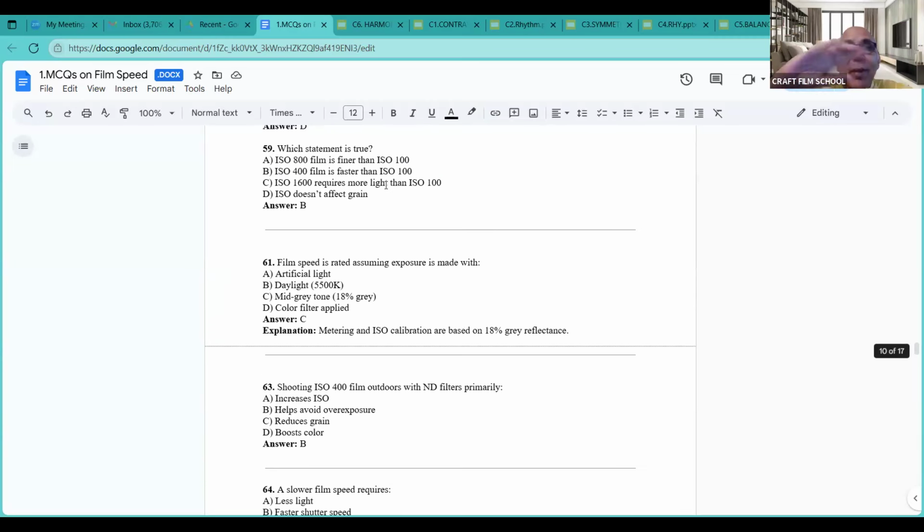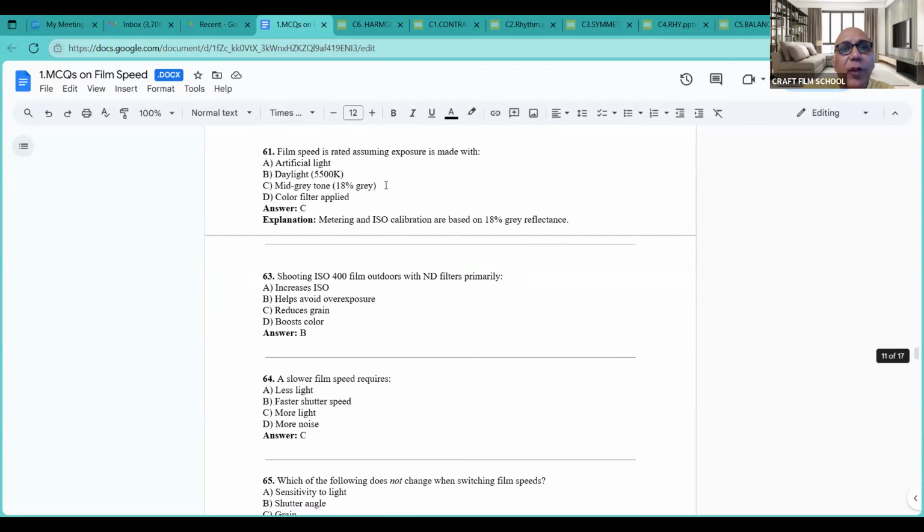Same thing in a different manner. How can the same thing be twisted? How can the same thing be made more confusing? Film speed is rated assuming exposure is made with artificial light, daylight, mid-gray tone, color filter applied. Now this is a difficult question. If you do not understand this gray chart business, then you will not be able to answer it. So we will discuss this gray chart in detail so that you understand exposure more correctly.